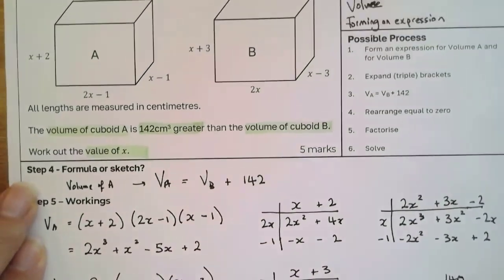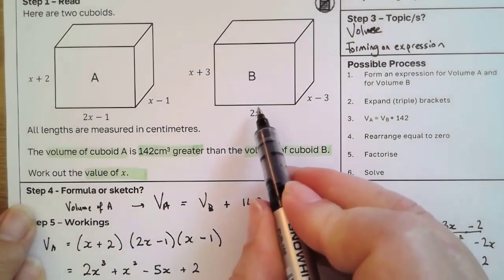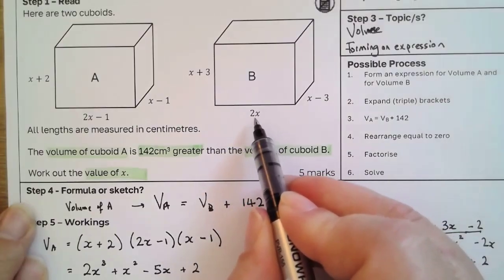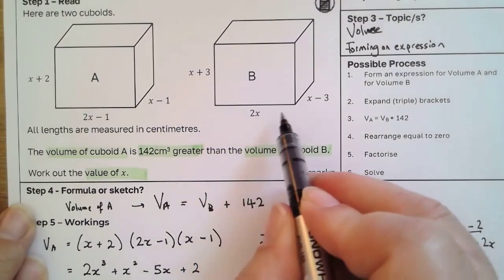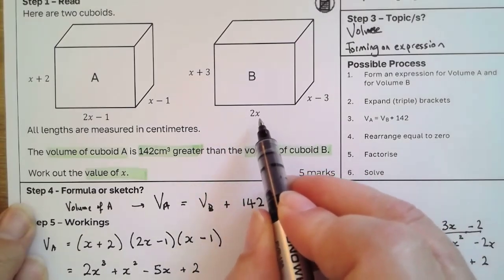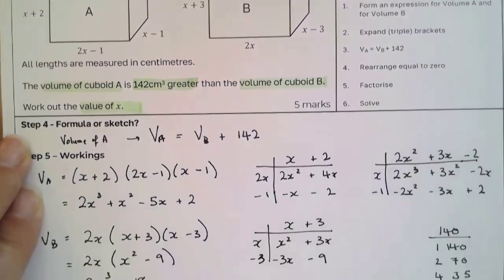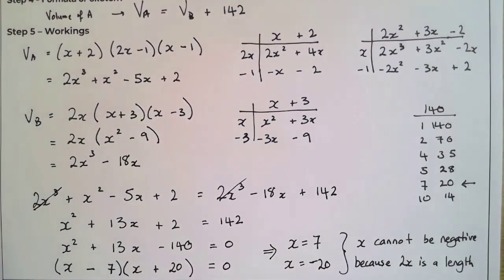Let me just go through that again. If we had negative 20 in here, this length would become negative 40. It is a positive length. You cannot have a negative number of centimetres working for a length. There is the answer, where x equals 7.